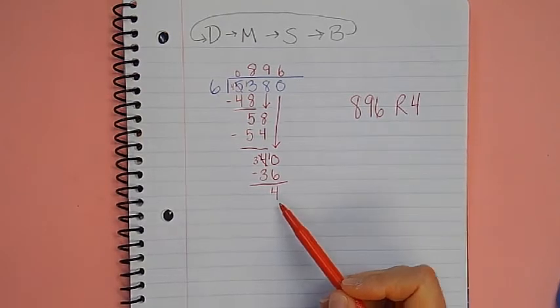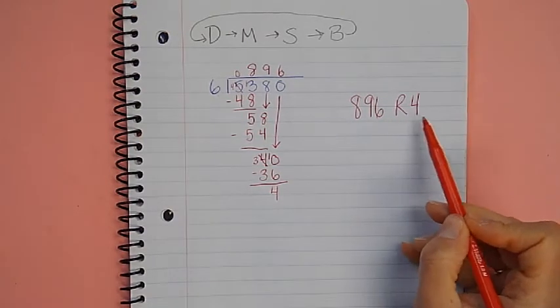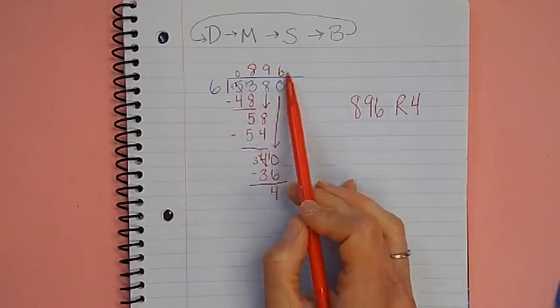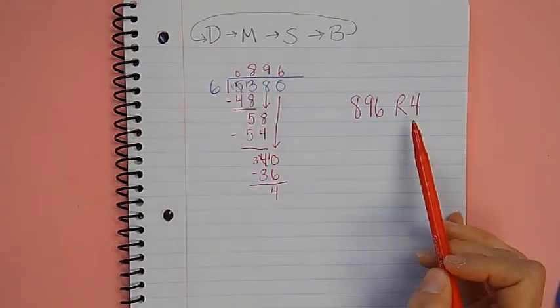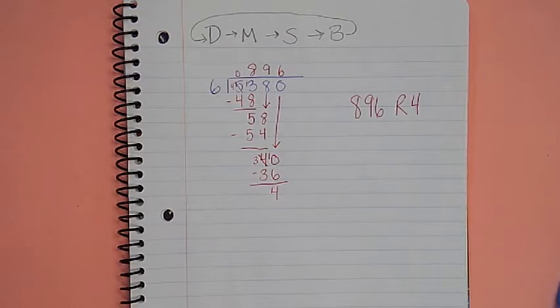Hopefully my math was right. And I write this as an R4, remainder 4. So I can make 896 groups, and I will have 4 pieces left over.